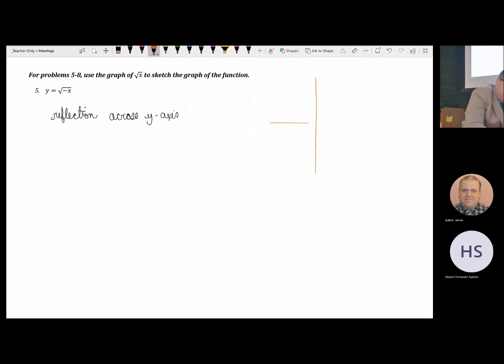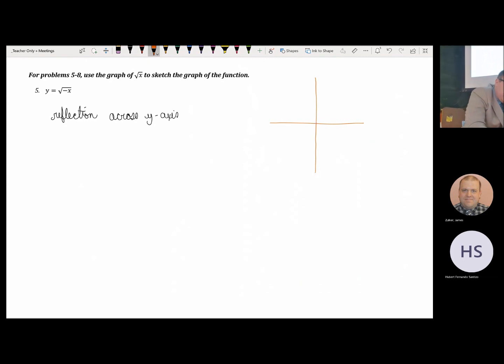When the input is being affected, it's on the horizontal, because the input's what? It's the horizontal axis, right? So if you're affecting the input, you're affecting the horizontal axis, so it's going to be something horizontally. Either translation, a stretch or compress, or reflection.